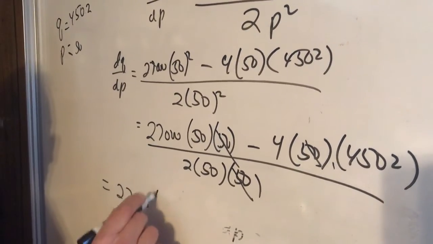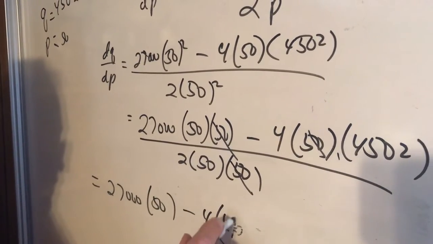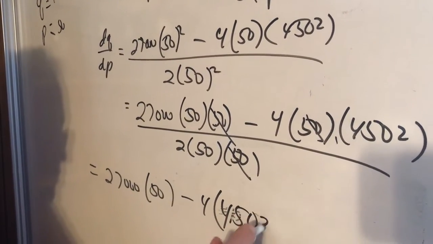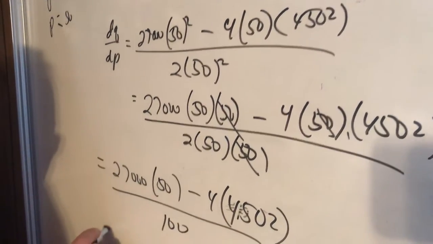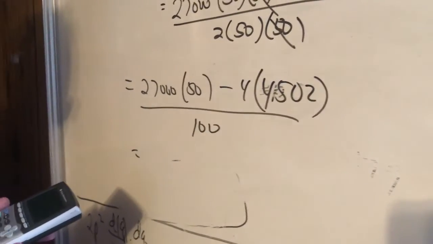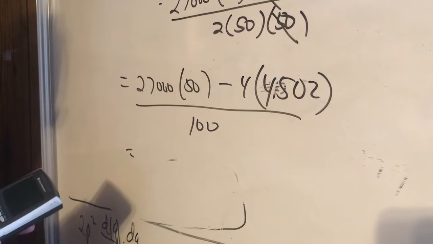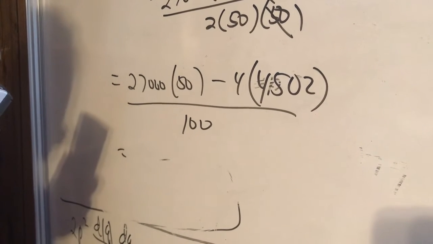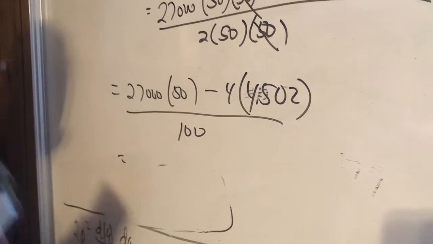Making your 27,000 times 50 minus 4 times 4,502 over 2 times 50, which is 100. That simplifies the math. 27,000 times 50 gives you 1 million 350,000.